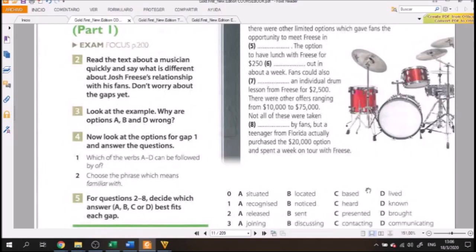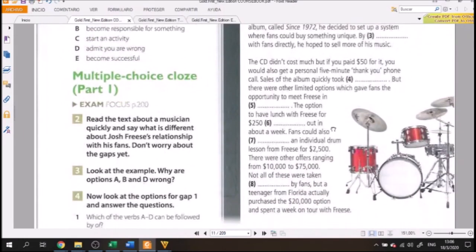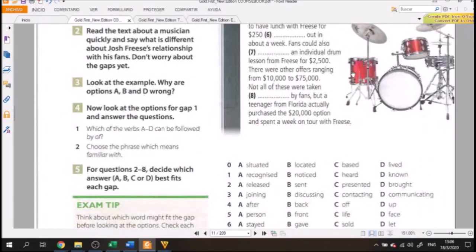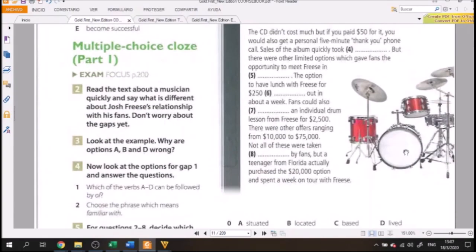You might have noticed that A and B are wrong because you use these verbs to describe the location of things, rather than people. You don't use situated and located to describe people. On the other hand, D is not correct because after lived, you need the preposition in. To be correct, it should say it's a session drummer who lived in or who lives in, okay? Is it clear? Make sense?